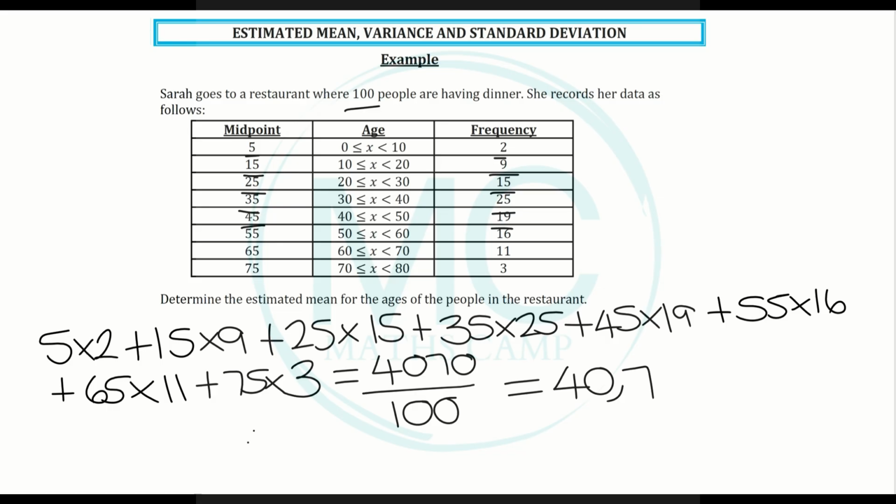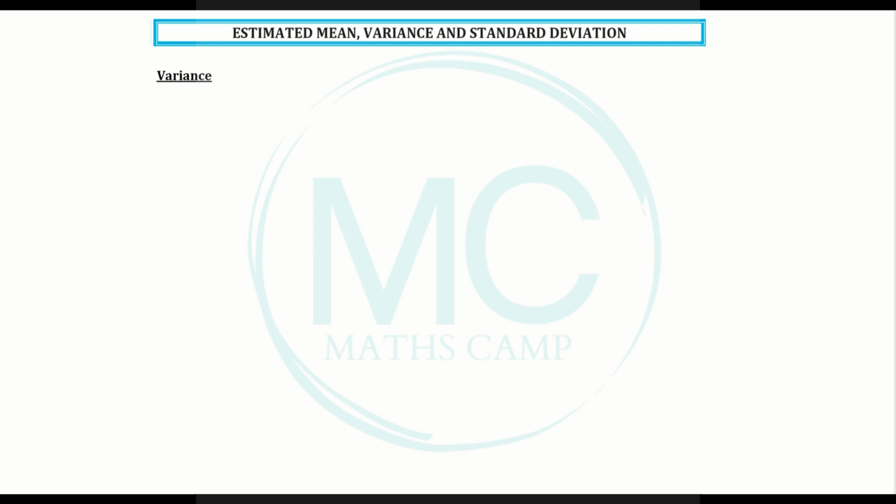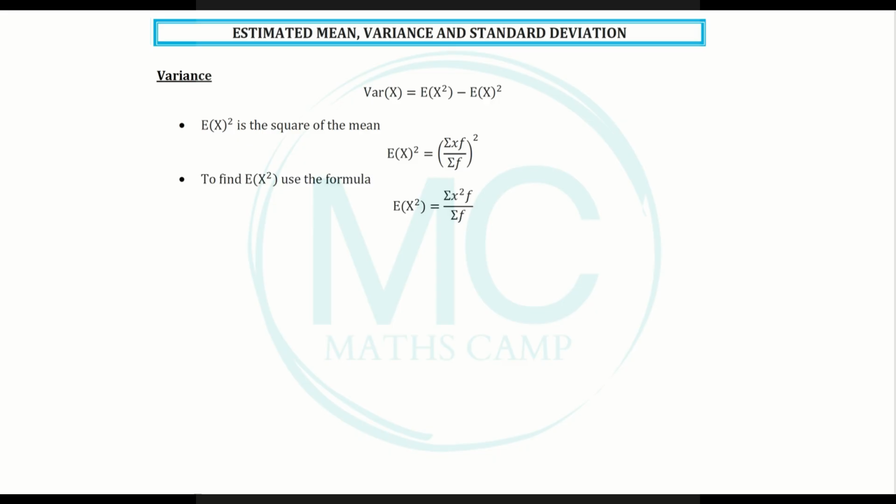Now we can move on to variance. To find variance, we use the formula variance is equal to E(X squared) minus (E(X)) squared. Here, (E(X)) squared is the square of the mean. So all you need to do is find the mean and square it. We also have E(X squared), where the square is inside of the bracket. To find E(X squared), we square every X term, which is our midpoint, and then multiply by the respective frequency. Then we add all of these together and divide by the total frequency, like we did for the mean.